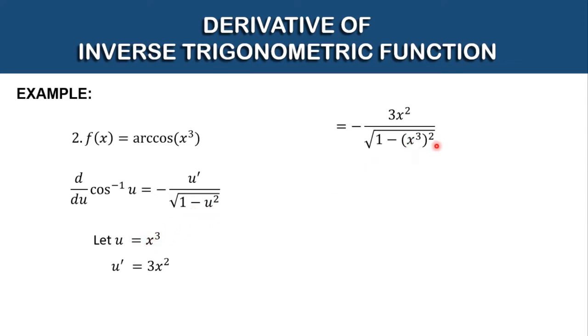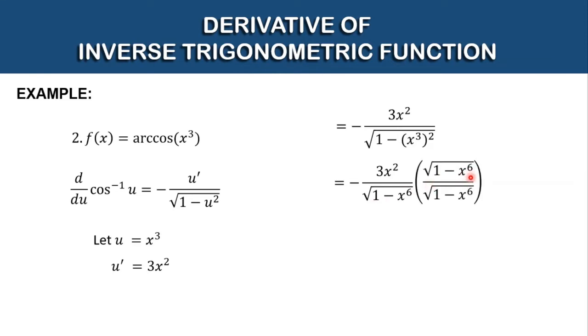Kaya nagkaroon tayo ng square of x cubed. And simplify lang natin itong part na to. So we have negative 3x squared over square root of 1 minus x raised to 6. So we can have this as our final answer, or if you want to rationalize, you're going to multiply both numerator and denominator by the square root of 1 minus x to the 6th.